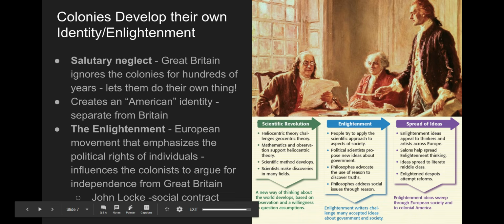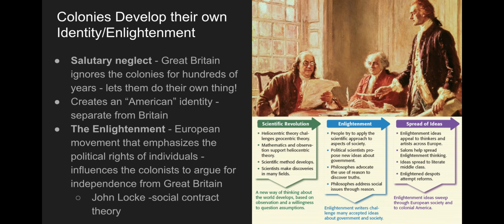Hi, this is part two of Unit 1 U.S. History Regents Review. We're now going to talk about how eventually these colonies, the original 13 colonies, begin to develop their own separate sense of identity and eventually break away from the mother country, Great Britain.